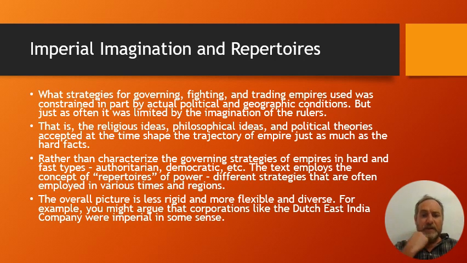And then imperial repertoires. Rather than characterize the governing strategies of empires under labels, like this was an authoritarian empire, this was a democratic empire, the text is going to employ this concept of repertoires of power, which is much more flexible and free-flowing strategies employed in different times and different regions. Maybe in the city of Rome it's a republic, but in the far reaches they have to be a bit more authoritarian. Maybe for a short time there has to be a dictator, and so on. If you look at the details, it's not really appropriate to slap a label on any given empire. So the overall picture is much less rigid, much more flexible and diverse.